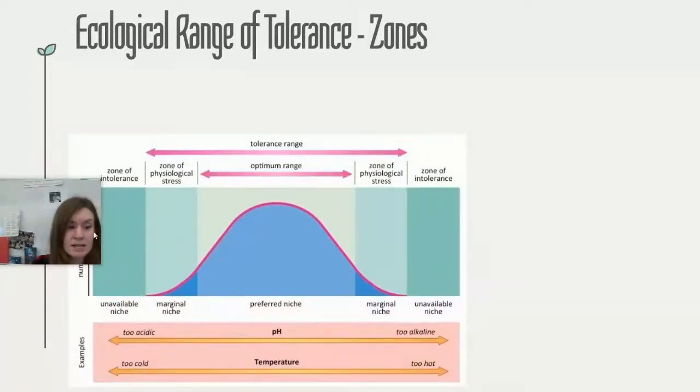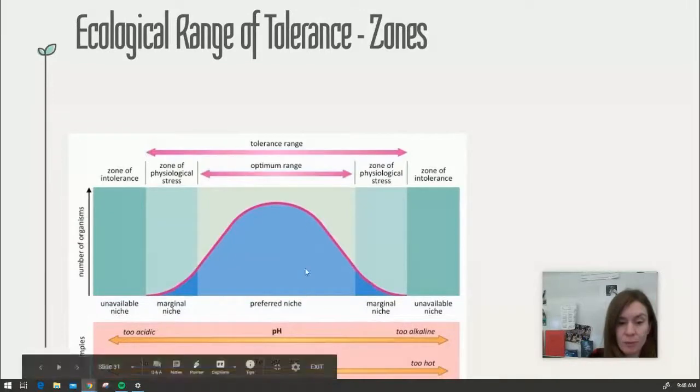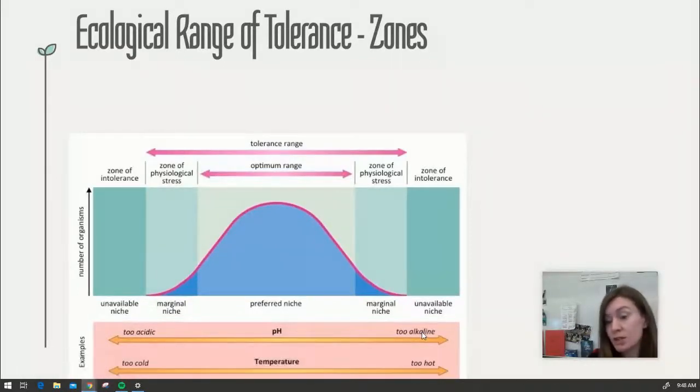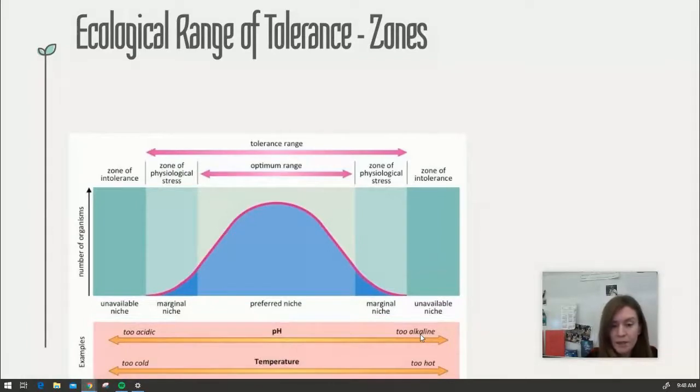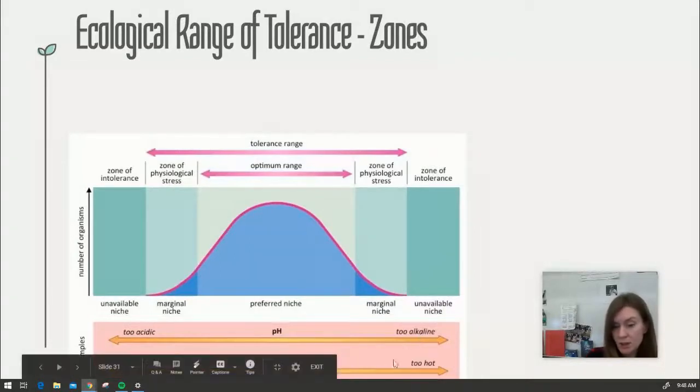So let's dissect this graph. Okay, you've got pH from too acidic to too alkaline, that's too basic. Remember, acidic is under a pH of 7, alkaline is above a pH of 7, okay? Then you have Goldilocks down here, temperature. This is too cold. And then this is too hot. And then in the middle you have, oh, it's just right, okay?